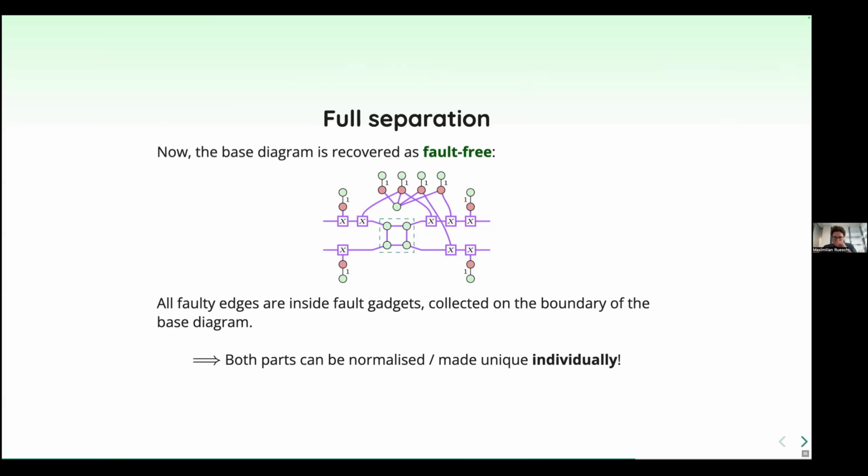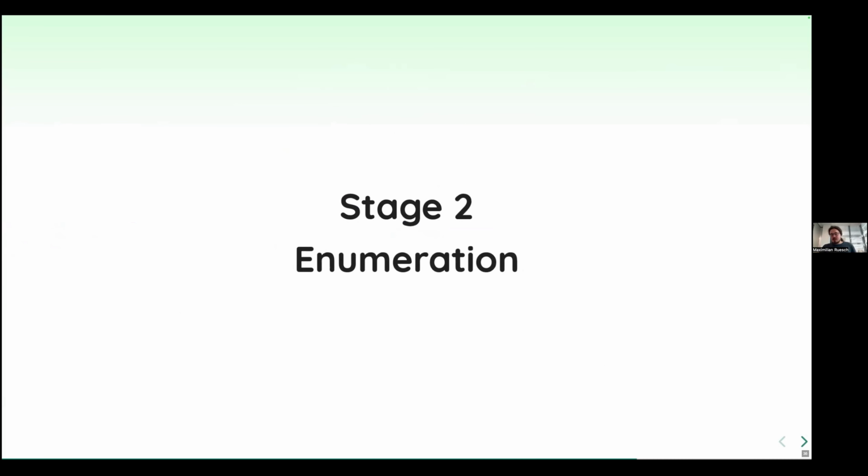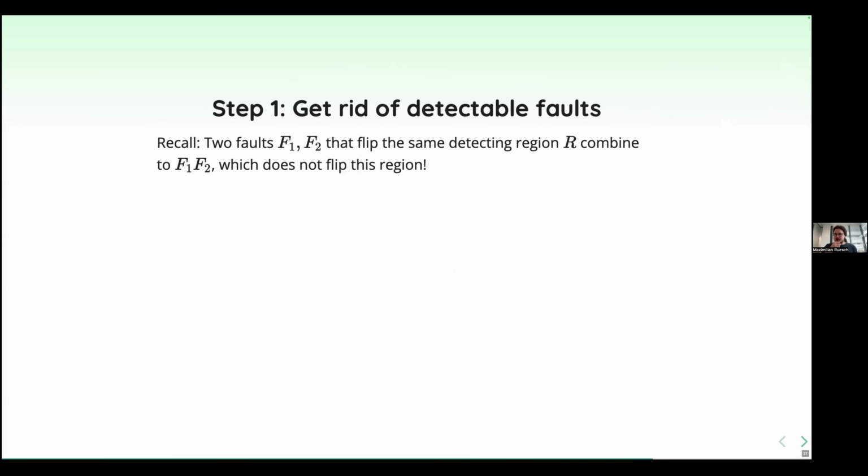And this concludes the first stage, and this moves us to the second stage of uniquifying both parts. We're going to focus on just the second part, just the noise description of the diagram. Since we only care about undetectable faults in fault equivalence, we're going to try to get rid of all the detectable faults. And we're going to recall that if we have two faults that flip the same detecting region, we can combine them to some combination which doesn't flip this detecting region anymore.